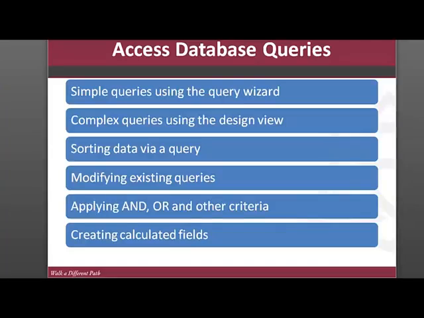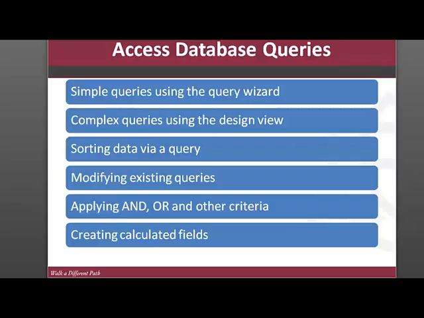Welcome back to Microsoft Access 2010. In this session, I'm going to talk a little bit about database queries. We're going to start with simple queries using the query wizard on particular tables. Then we're going to focus more on the design view and creating complex queries from multiple tables. Then we are going to sort the data using a query by certain fields within the query selection. Then we're going to modify existing queries and customize them so that you learn how you can reuse the same query and customize only certain fields within it. Then we're going to apply certain criteria. And finally, we're going to create some calculated fields based on selected fields for a query.